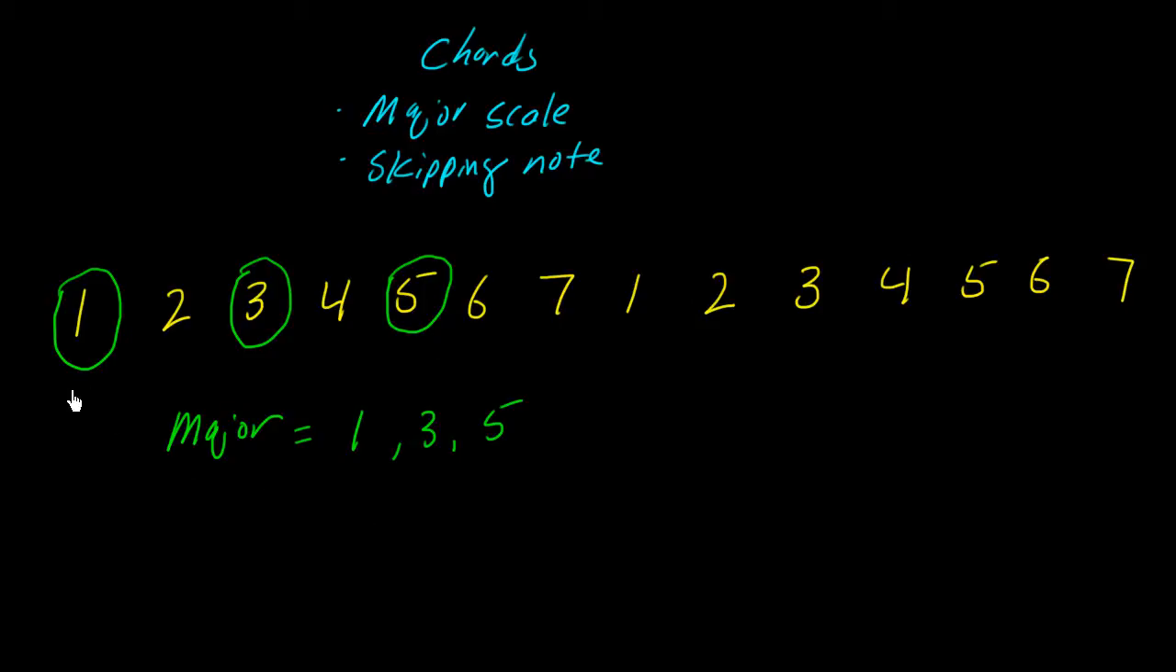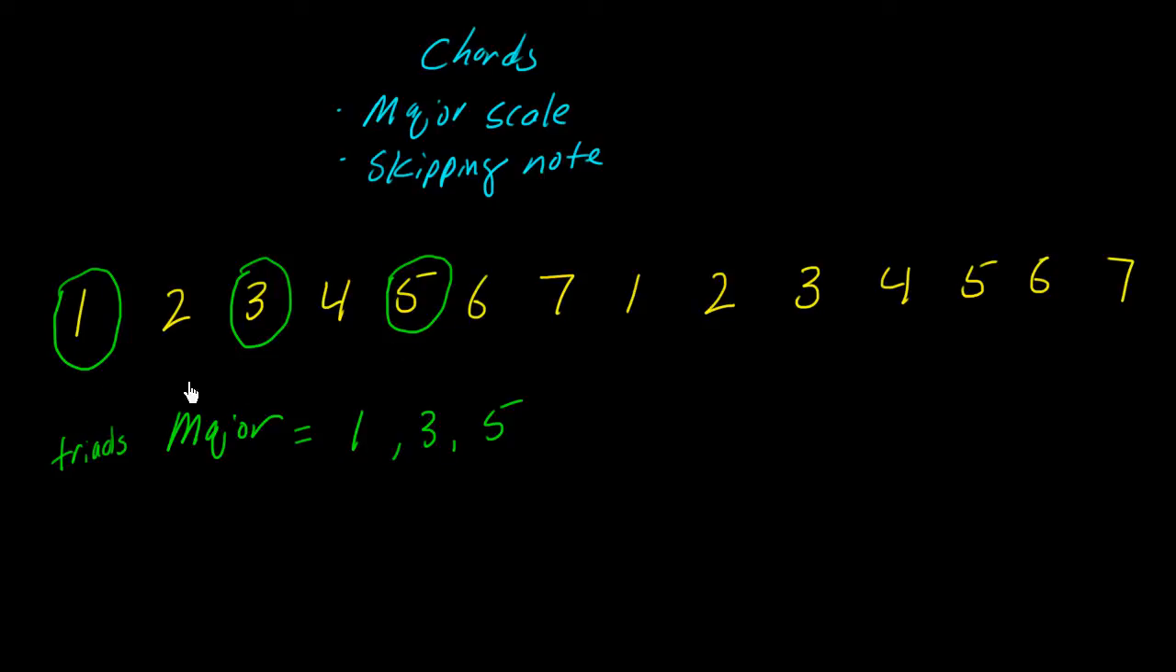Also known, major, minor, diminished, augmented. Those are the 4 types of what's called triads. They're called triads because there's tri or 3 notes involved. And that's all. So those are like the simplest of all chords because they only contain 3 notes.